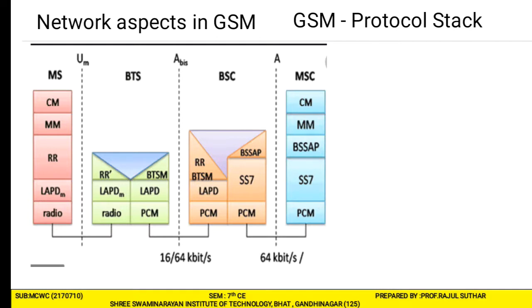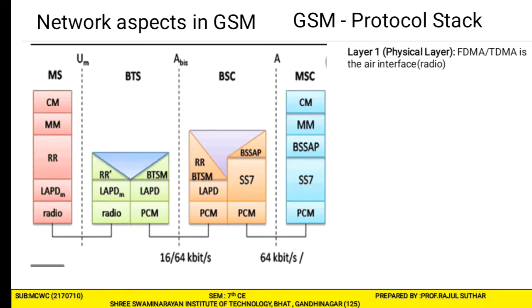GSM protocol stack. In the GSM network, there are 3 layers of the protocol stack. Let me discuss each and every layer. So the first layer is the physical layer. The functionality of the physical layer is that it combines the work of FDMA and TDMA technology and uses the air interface, meaning the radio channel.